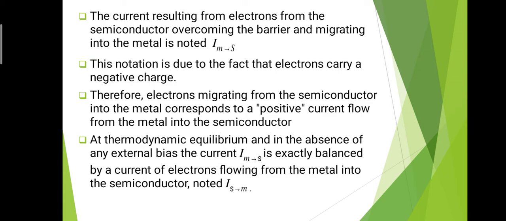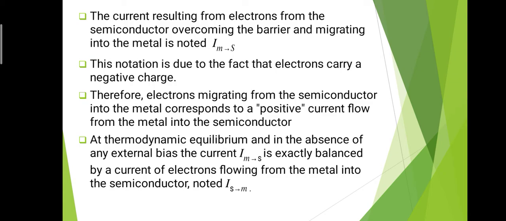We know that when there is a motion of the electron, then there is a current, but there is a flow of electron which is opposite to the flow of current. Current flows opposite to the direction of the flow of electron. So when electrons migrate from the semiconductor to metal, there is a current in the opposite direction, that is, a current flows from the metal to semiconductor.